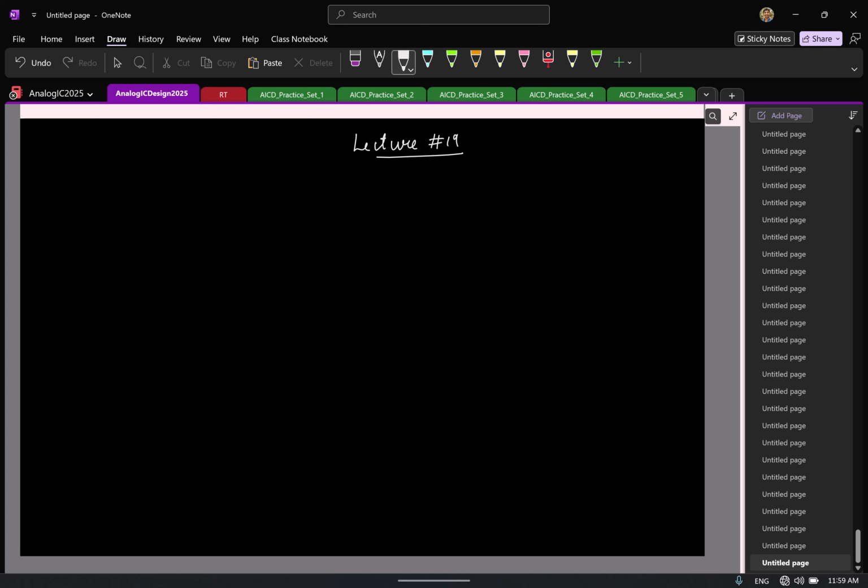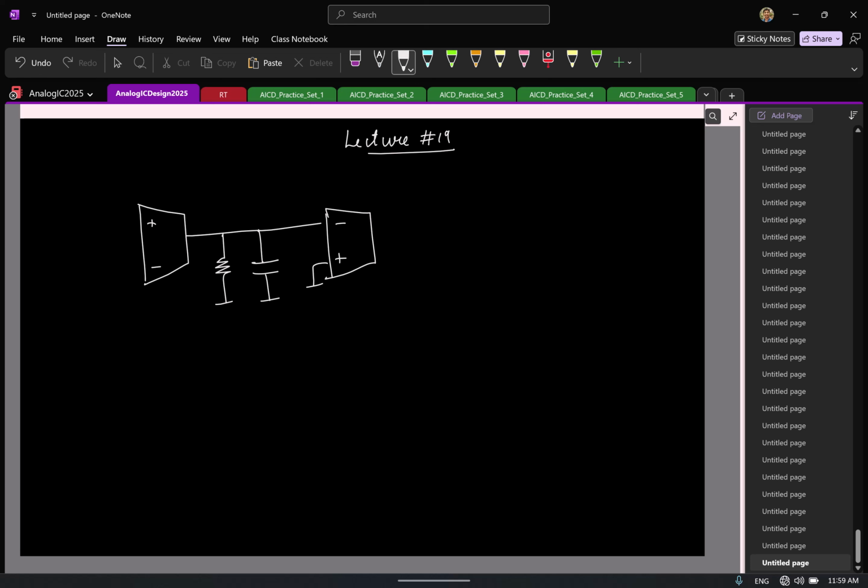Okay, let's start. In the last class, we briefly looked at the Miller compensation. So let's just quickly recap the results and move on. So this is your two-stage. This is the first stage of the two-stage, and this is the second stage. Let's say this is GM1, GM2. Let us say these are the conductances here and capacitances here.